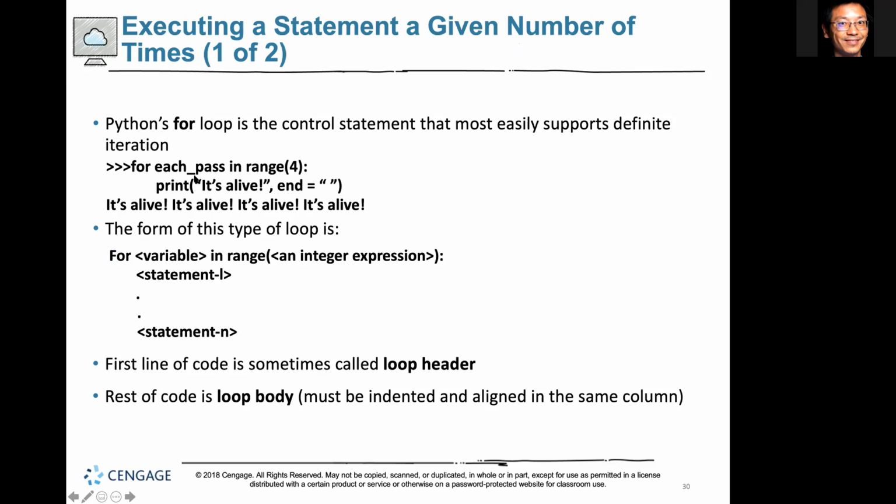So here's an example. You have a for loop with this keyword for, and then you say each underscore pass, which is a variable name. In is the operator, a range of 4. So the range function of 4 produces actually a sequence of numbers. Essentially, this object will give you 0, 1, 2, 3. The 4 numbers start from 0.